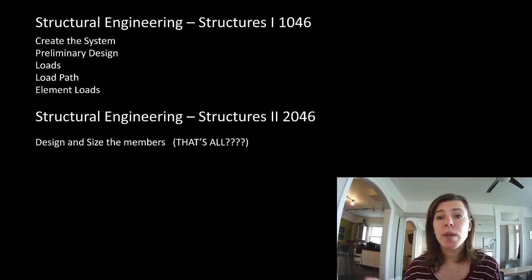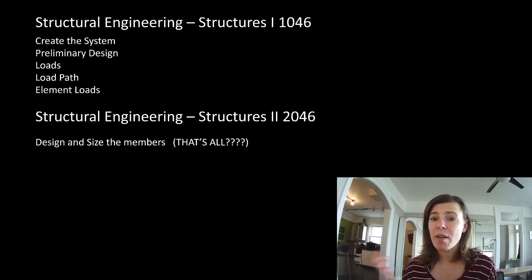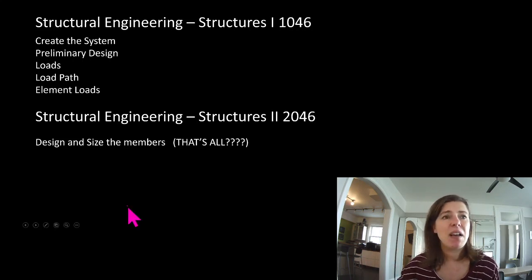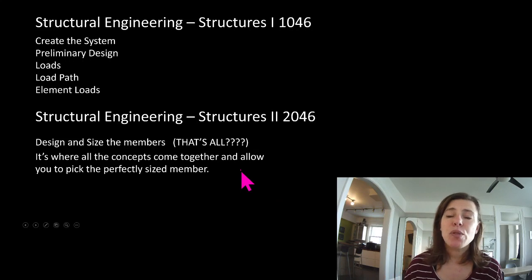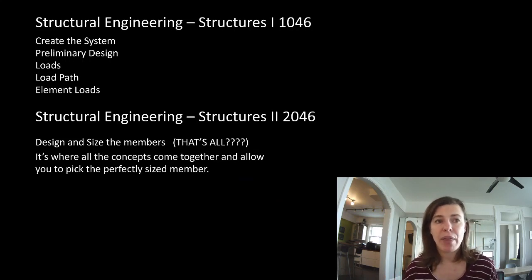Structures 2 is where we're going to pick the members that are strong enough. That sounds nice and easy. All of this work in Structures 1 and this itty bitty little thing in Structures 2. But Structures 2 is where all the concepts come together and allow you to pick the perfectly sized member.